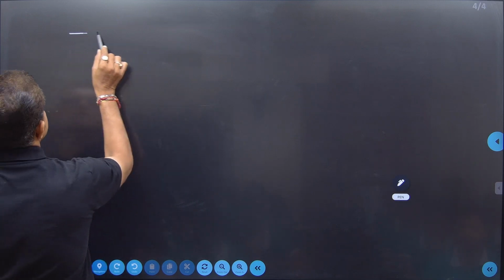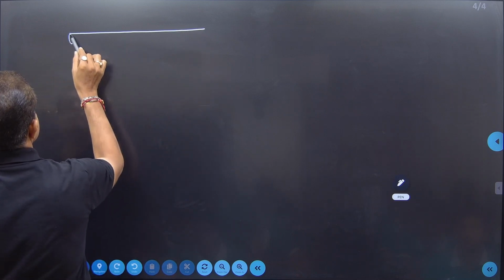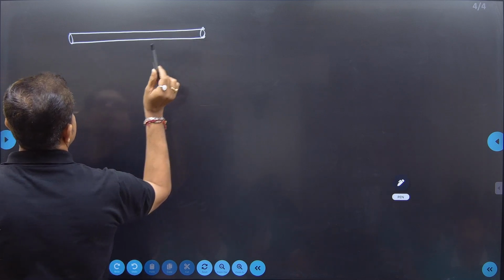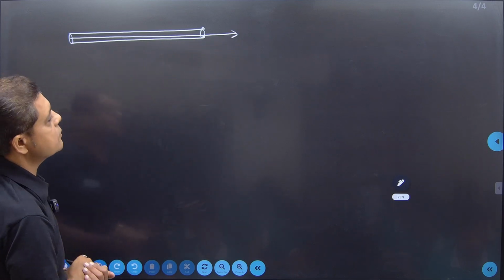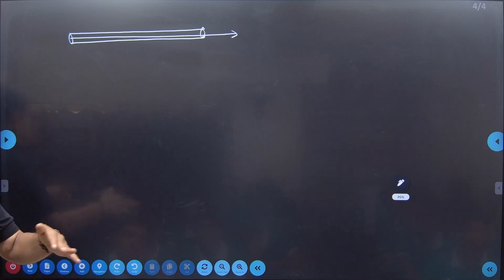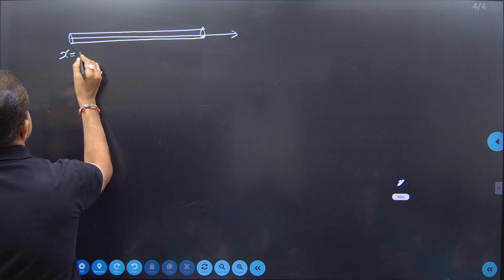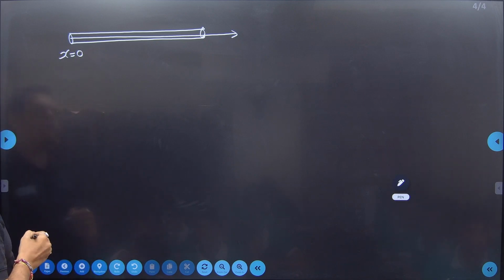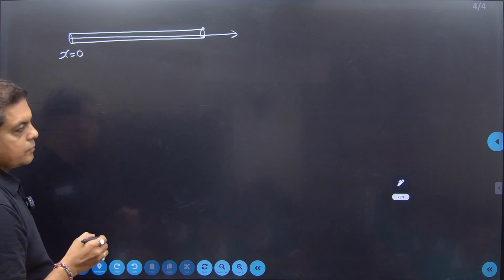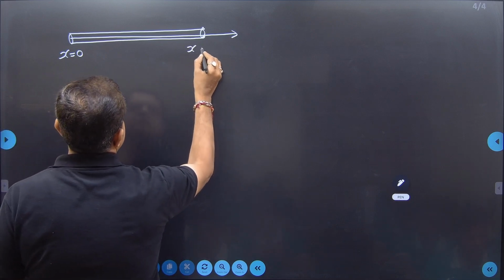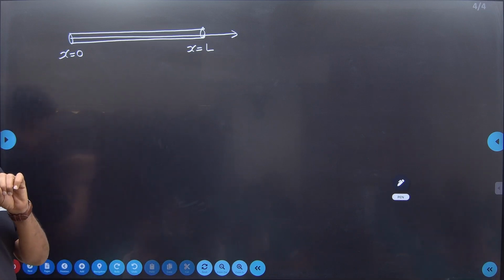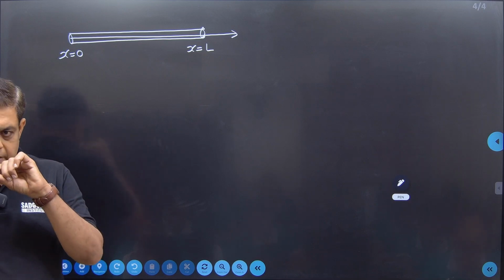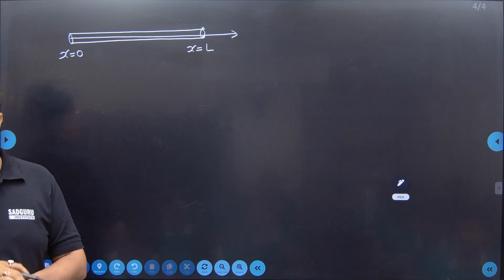Suppose consider this thin rod. It is on the x-axis. Because it is a thin rod, I will consider that it is a linear mass distribution. Suppose one end of the rod is at x equal to 0, and the length of the rod is L, so the other end is at x equal to L. Mass is distributed along the length, so it is a linear mass distribution.